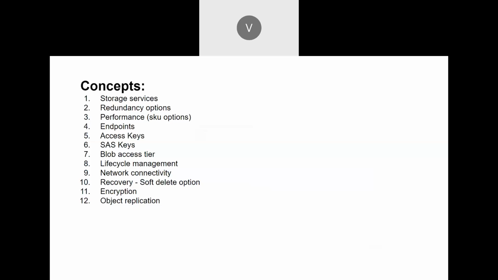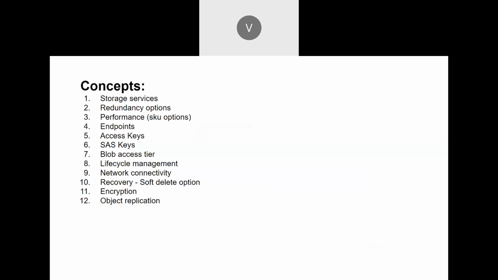And we have access keys and SAS keys. Access keys help us in accessing the data, and in a similar fashion SAS keys do too, but there is a good amount of difference between access keys and SAS keys, and we'll get to that. Later on, we'll be talking about blob access tier and lifecycle management of the blobs, and then we have network connectivity in storage account.